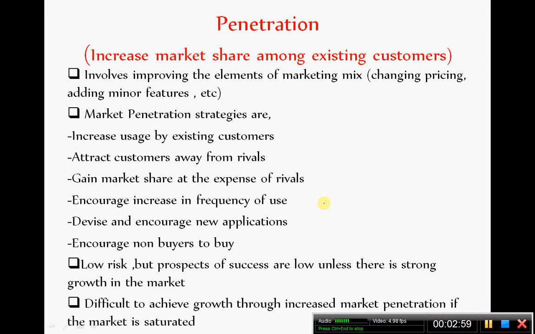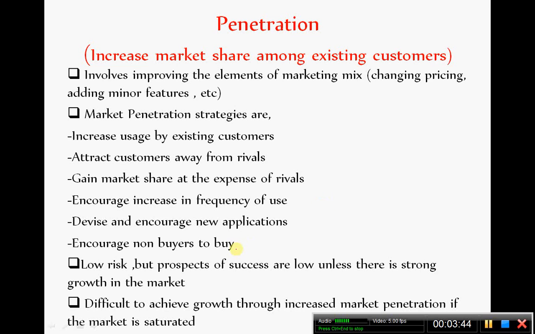Let's take the first section of the Ansoff matrix, which is market penetration. Here, we market our existing products to our existing customer base. With this approach, we are trying to sell more of the same things to the same people. How do we do that? By improving the elements of the marketing mix, for sure. Maybe changing pricing, adding a few changes to the product, etc. Also, other market penetration strategies such as increasing the usage by existing customers, I would say in a more convincing manner. Attract customers away from rivals.